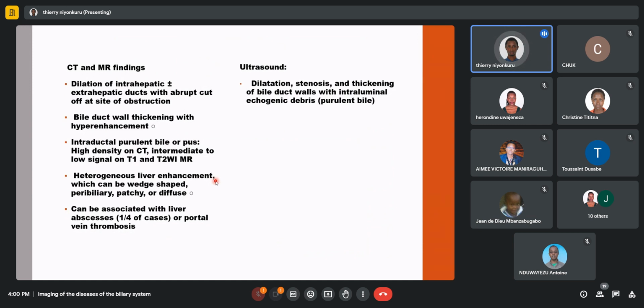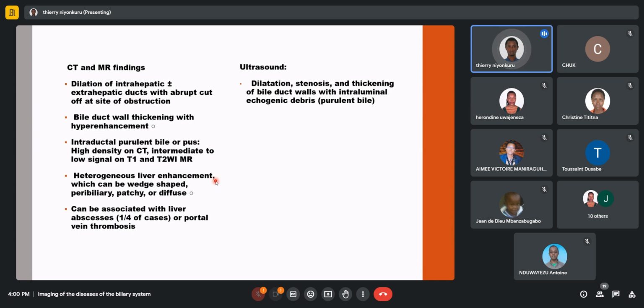On imaging, you have dilatation also of the intra or extrahepatic bile duct, and we may see the bile duct which has wall thickening or hyperenhancement. We see intraductal purulent bile or pus, which will show as high density on CT and intermediate to low signal on T1 and T2 weighted images on MRI. Or we may see a heterogeneous liver enhancement, which can be wedge-shaped, peribiliary, patchy, or diffuse. It may be associated with liver abscess or portal venous thrombosis.